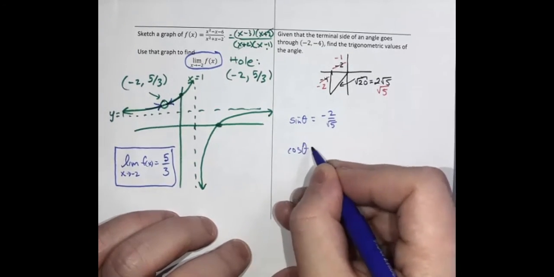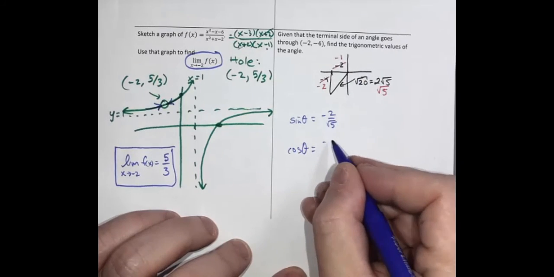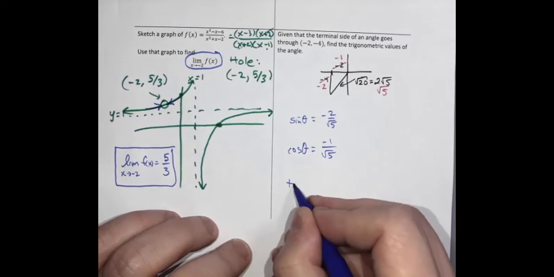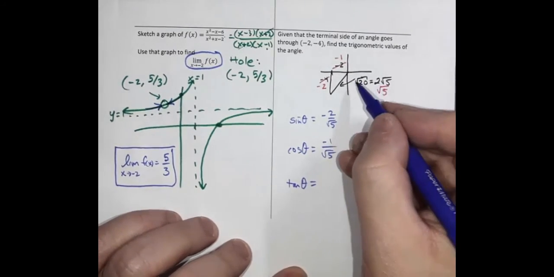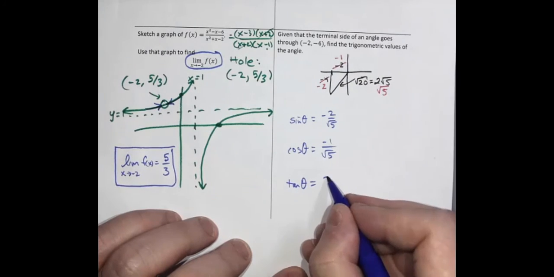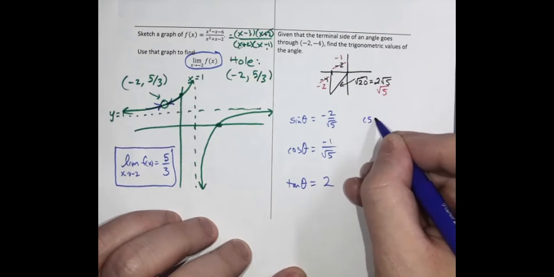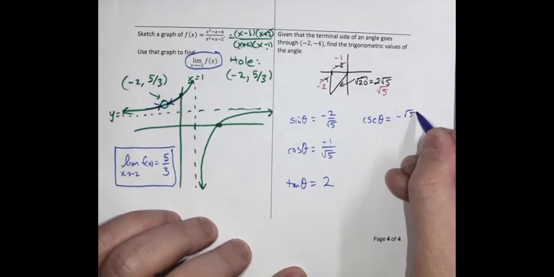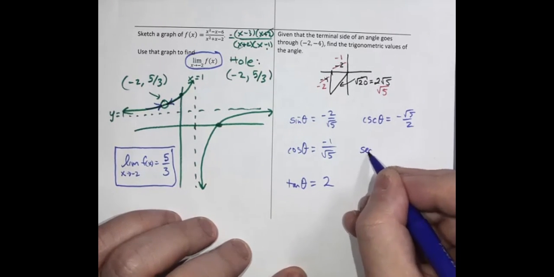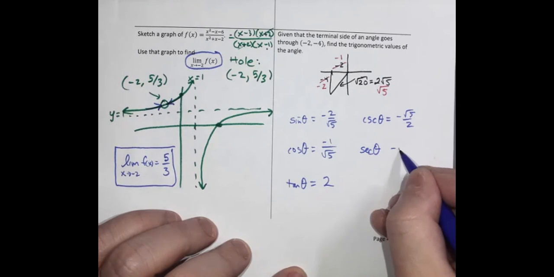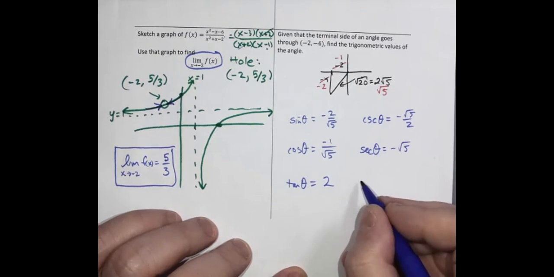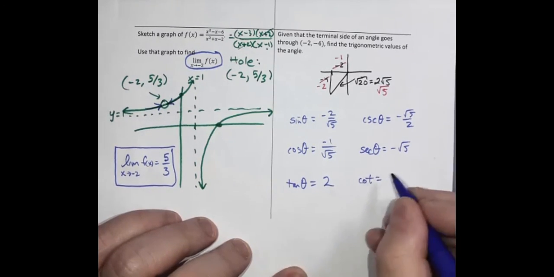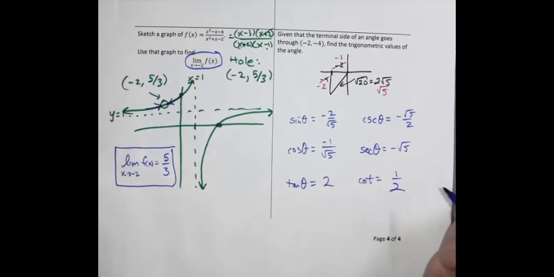The cosine of theta is the adjacent over the hypotenuse. And the tangent of theta is the opposite over the adjacent, which is 2. And then our cosecant theta becomes the reciprocal, so -rad 5 over 2. The secant of theta, reciprocal, -rad 5. And the cotangent of theta is the reciprocal of 2, which is 1/2.